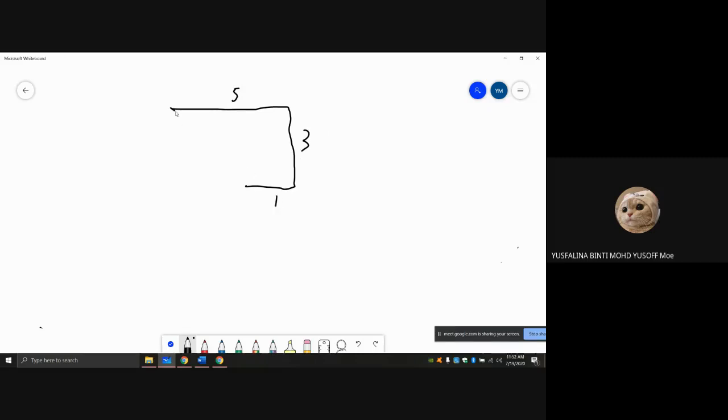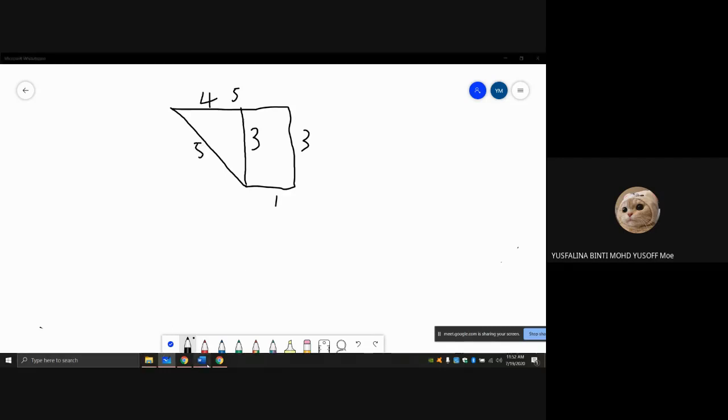So the displacement is from here to here, P to S, the shortest distance. So make a triangle. This one is 3, right? For this one, 5 minus 1, so you get 4. Use the triangle Pythagoras, so this one should be 5. So the answer is A.